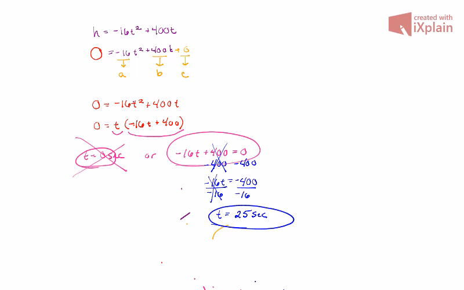So from the point of launching this projectile into the air, it's taken 25 seconds for it to make its arc up into the air and then come back to Earth. So there is your solution.